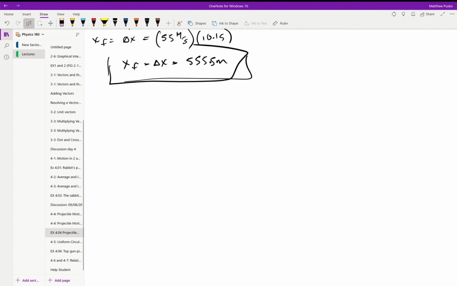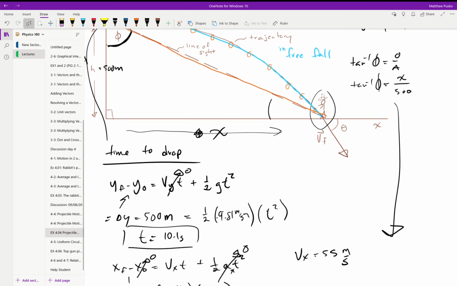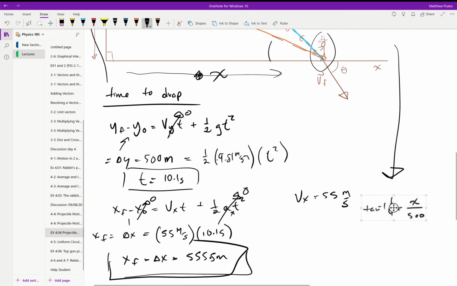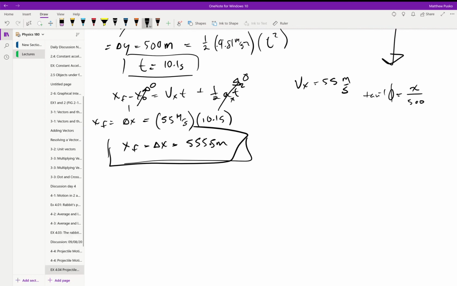Okay, and then what angle would we need? Well, if we go back to that tangent, let me see if I can just copy and paste it. The tangent inverse of that angle being equal to x over 500, we have x now. So we get phi as equal to the tangent inverse of 555.5 meters over 500 meters. And that ends up being an angle of 48 degrees.